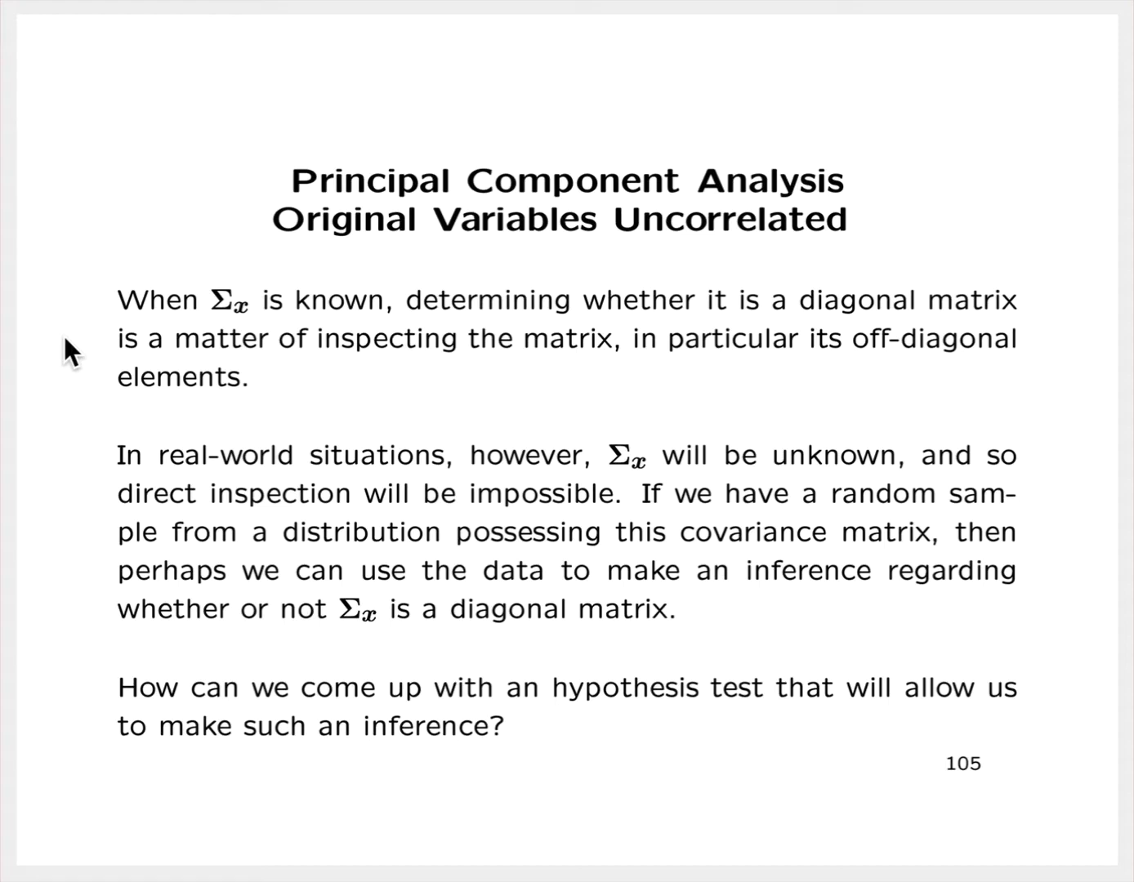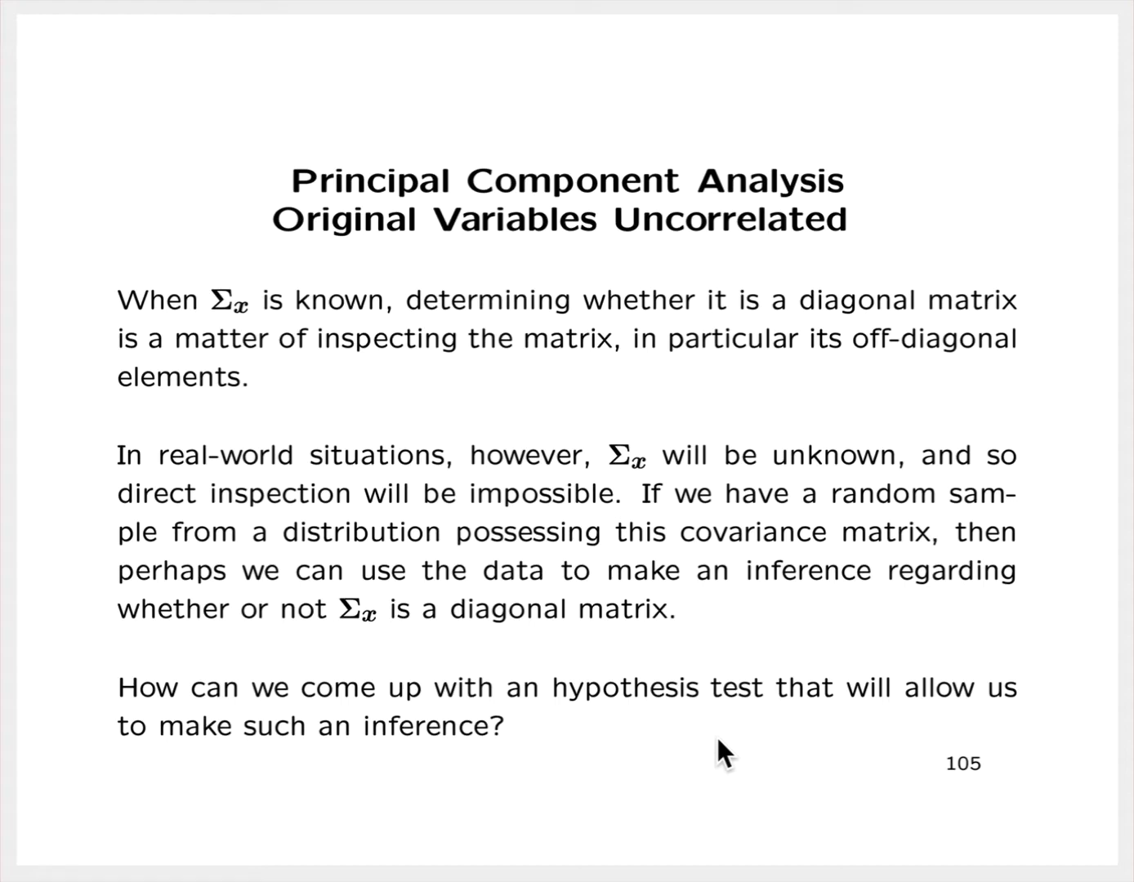Well, that process is hypothesis testing. And so what we're talking about here is coming up with a hypothesis test that will allow us to make a decision based on data about whether or not the covariance matrix is diagonal. And so the question is, how can we come up with such a hypothesis test? Now, if you think back to your first methods classes, you looked at many hypothesis testing situations.